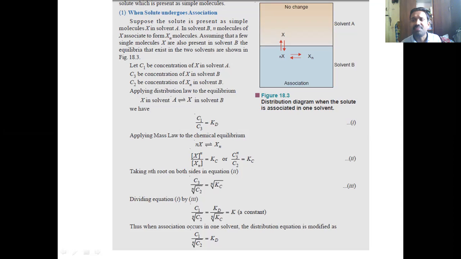Let us take a simple case. If it is a dimerization reaction, what is the value of n? 2. 2X will become X2. Did you understand this? Okay. If it is a trimerization reaction, 3X becomes X3. So write the reaction and then take the equilibrium constant of that.